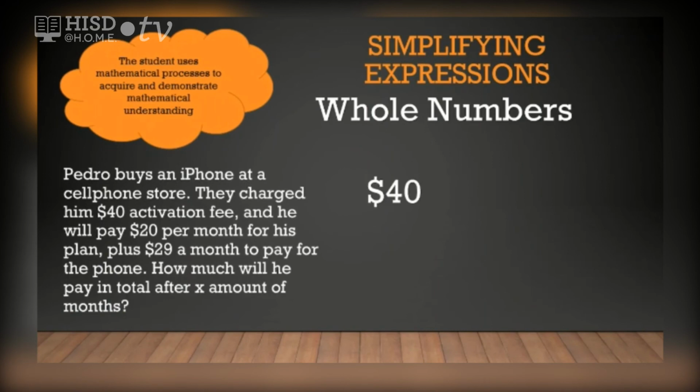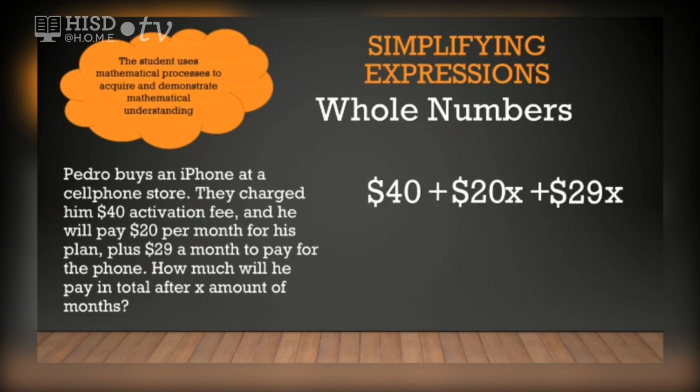Let's read. Pedro buys an iPhone at a cell phone store. They charge him a $40 activation fee. That's gonna be one of my constants. And he will pay $20 per month for his plan. Since I don't know how many months he's gonna have, I have to put a variable with the 20. And then it says plus $29 a month to pay for the phone. That will give me another $29 per month. That means that I have to add another variable.